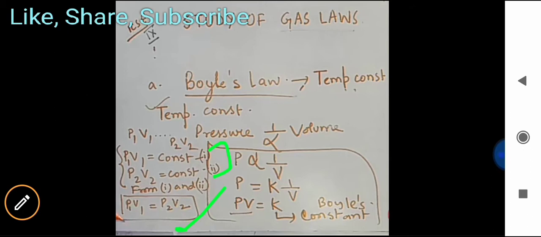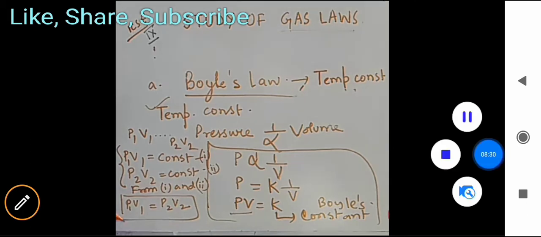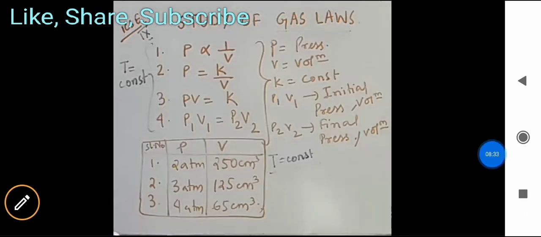You have to understand it very carefully, because you have to solve many questions, and many questions will be asked in the examination according to Boyle's law. These are the things you have to remember when we read about Boyle's law. Temperature is constant, first thing. Then P is inversely proportional to 1 upon V, then P is equal to K upon V, then PV is equal to K, where K is constant. Then P1 V1 is equal to P2 V2.